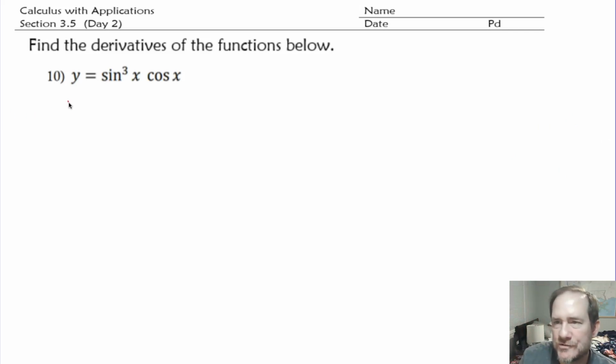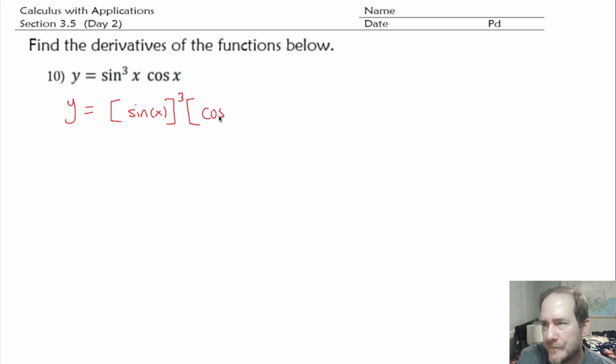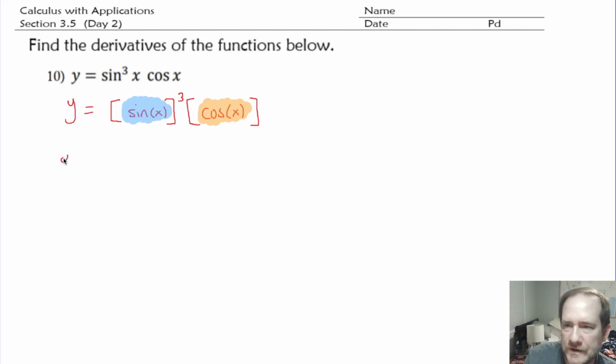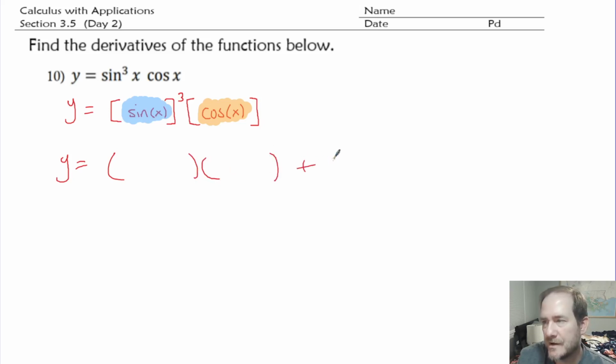When you look at 10, I'm sure the first thing you would do is rewrite sine of x as the sine of x all cubed. You put 3 on the outside. Now we're multiplying by the cosine, which means this problem is certainly a product problem, where the first function is sine of x cubed. The second function is just a trig function. So if I go to do this derivative, I still got to do product rule. So I know it's going to be derivative of the first times the second plus the first times the derivative of the second.